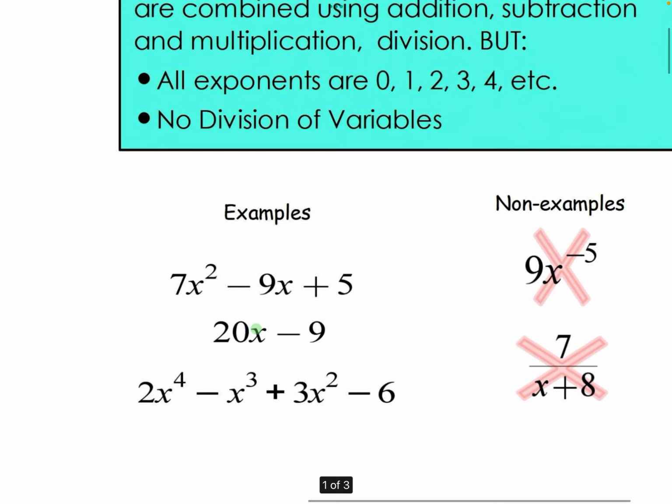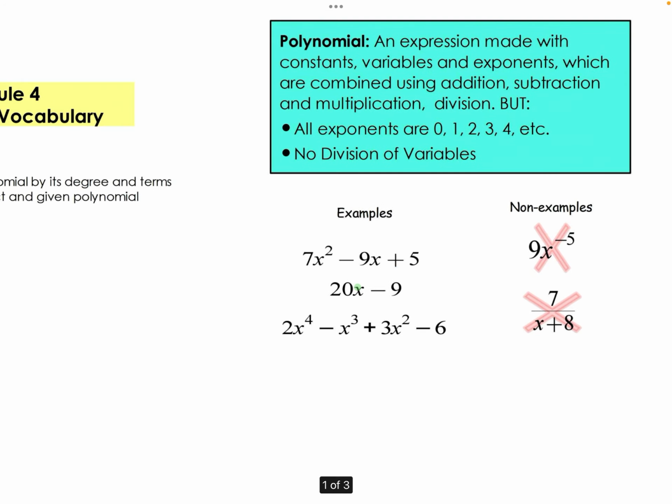So here is an example of your polynomials. 7x squared minus 9x plus 5, 20x minus 9, 2x to the fourth minus x cubed plus 3x squared minus 6. Again, you're noticing that these are all positive exponents. It's all a single line, and I'm adding and subtracting those terms.